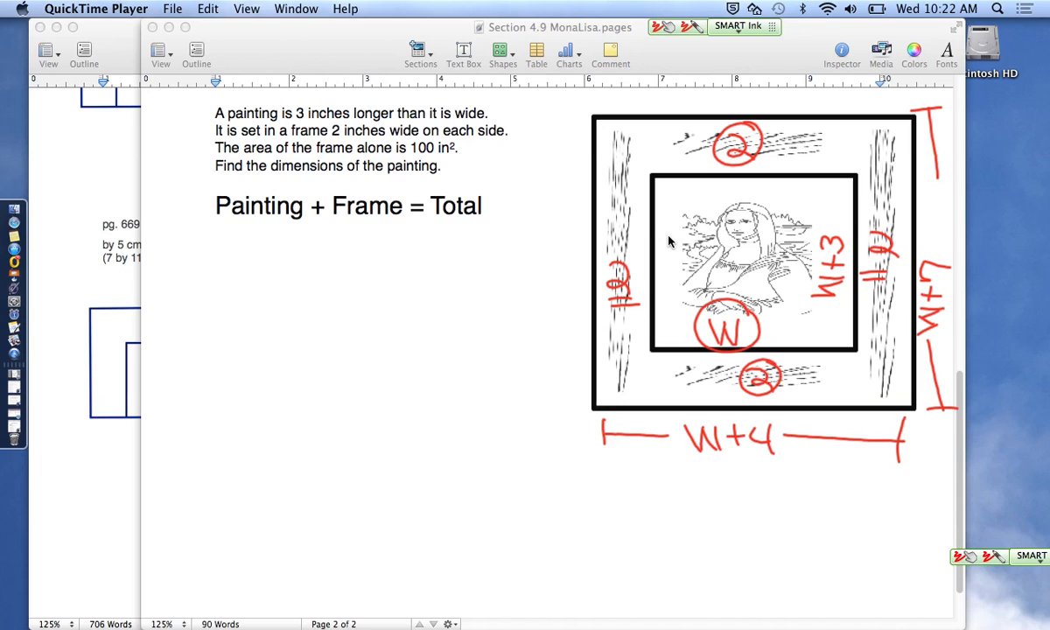And then your verbal description, the area of the painting represented by W times W plus 3. The area of the frame, we're told, is 100. And then the total dimensions are W plus 4 times W plus 7. And then it's exactly like the other problem.